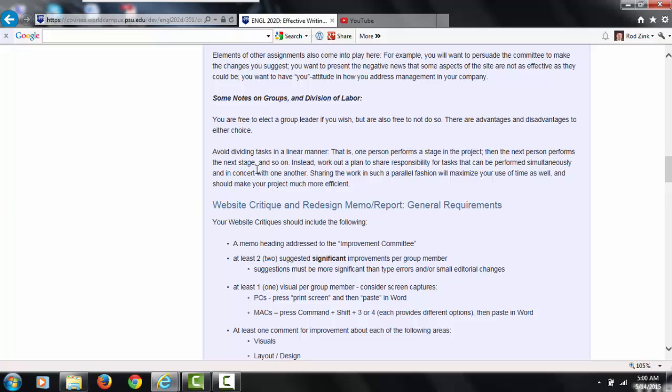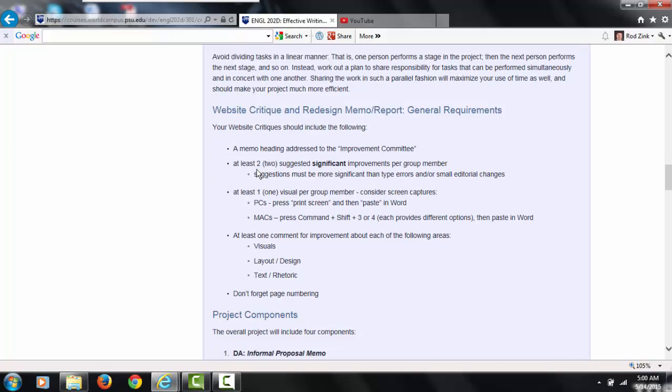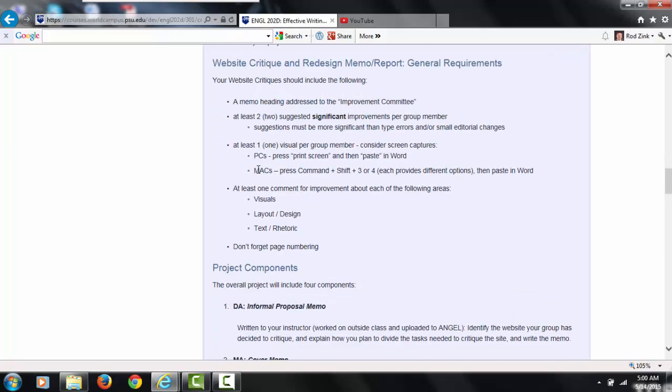You might be asked to work in a team structure such as that at some point in time, but we would like you to experience a more pure form of collaboration where all members share in all the stages of a group project. The general requirements section of the website critique and redesign memo is found next in the group project assignment prompt. This is an important section to refer to when checking to see if your group has fulfilled the requirements of the assignment before turning it in.